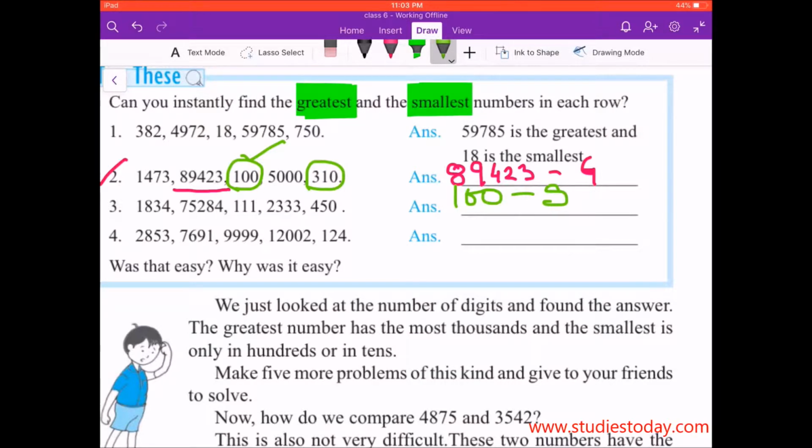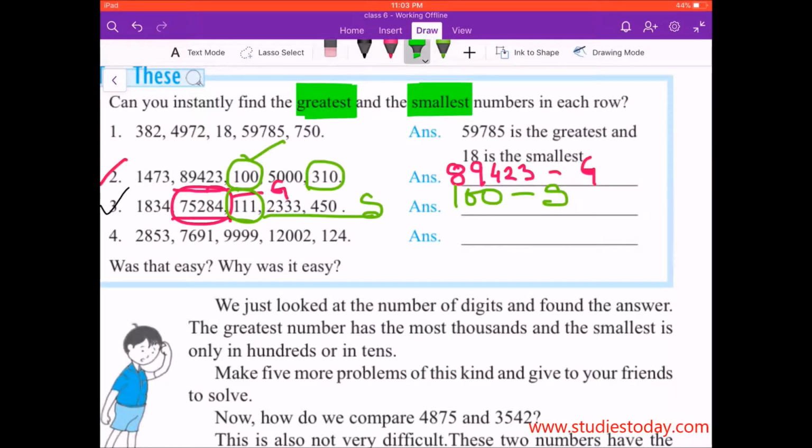Now we discuss question number 3, which says again the greatest number. So in this, the greatest number will be 75,284. This is the greatest number, and out of which is the smallest number? It is 111. So this is the smallest number and that one is the greatest number.